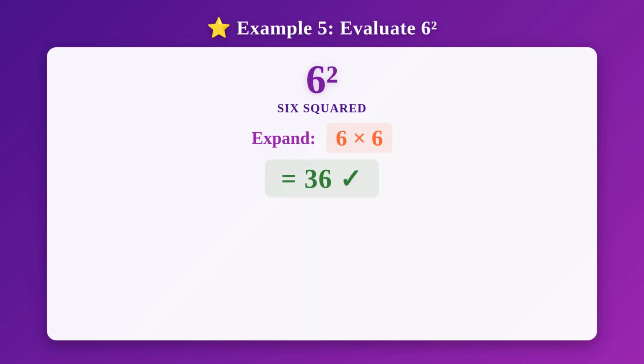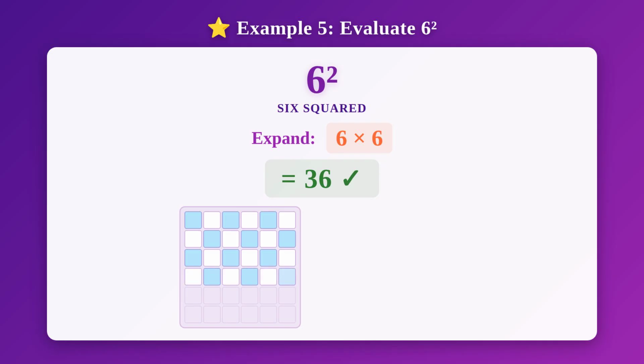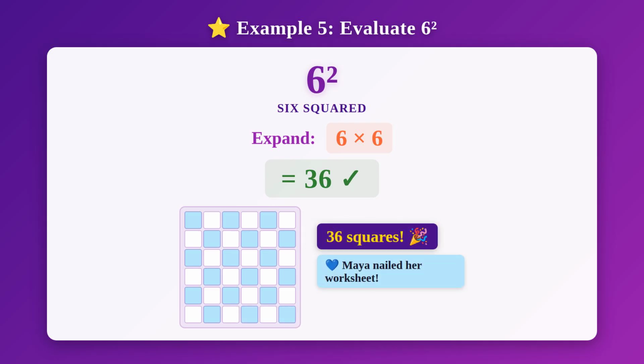6 to the second power, or 6 squared. Base is 6, exponent is 2. Expand. 6 times 6, and 6 times 6 equals 36, so 6 squared is 36. Here's where Maya's worksheet asked her to match powers to their values, and she nailed every single one. Perfect squares like 36 show up everywhere: floor tiles, chessboards, multiplication tables.